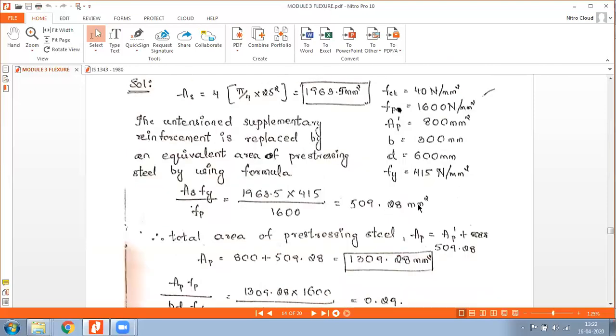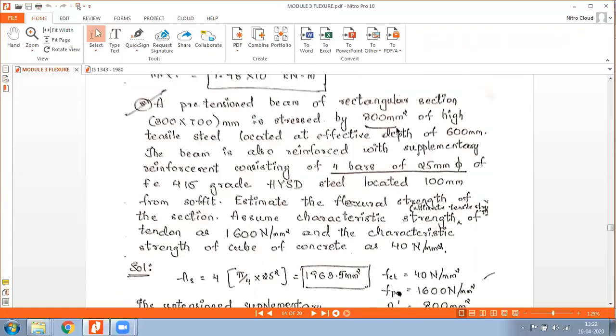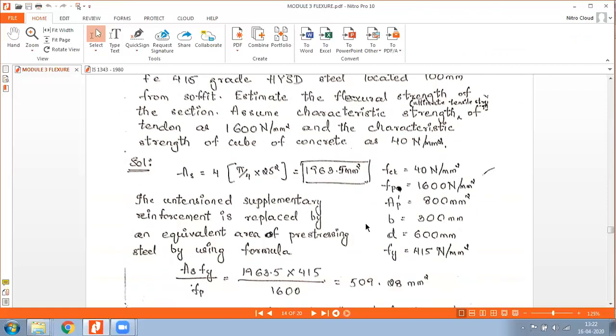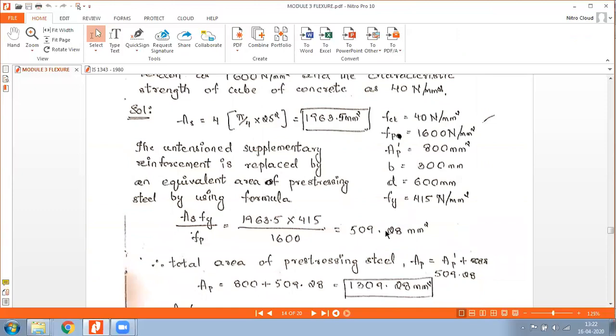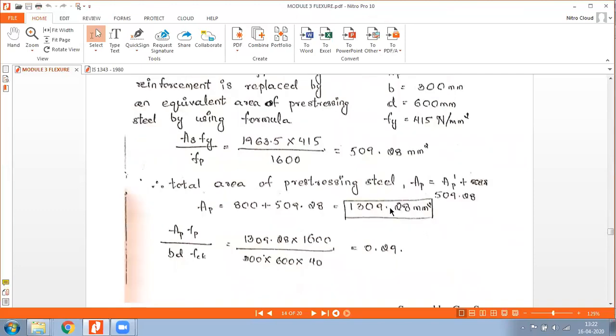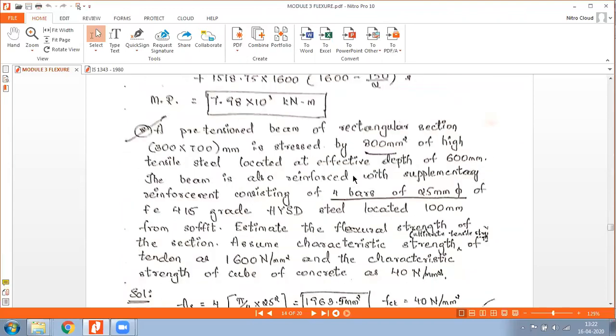Now this 509.28 mm² is to be added with the 800 mm². The 800 mm² is the high tension steel, and the supplementary reinforcement, that is of grade 415, I am adding. When converted equivalently, it becomes 509.28. 509.28 plus 800. Now the Ap will be 1309.28 mm². 1309.28 mm². Again, the procedure will be same.